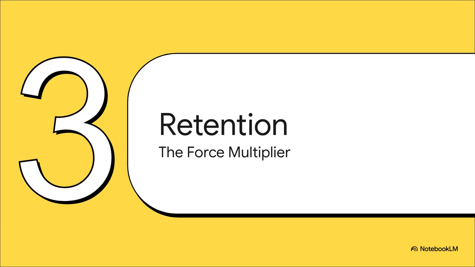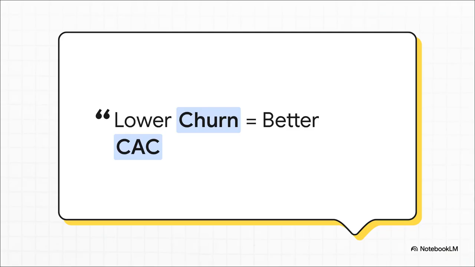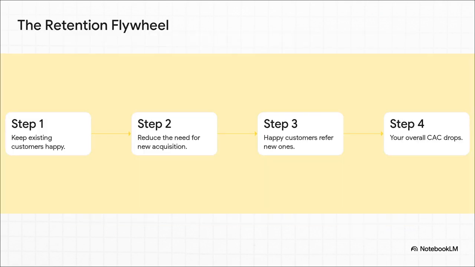Because let's be real, the cheapest customer to acquire is the one you never have to lose in the first place. It's a really simple equation when you think about it. The fewer customers you lose, that's your churn rate, the fewer new ones you have to go out and acquire. Every single customer you manage to keep is one less you have to pay to replace. It directly lowers your overall CAC. Simple as that.